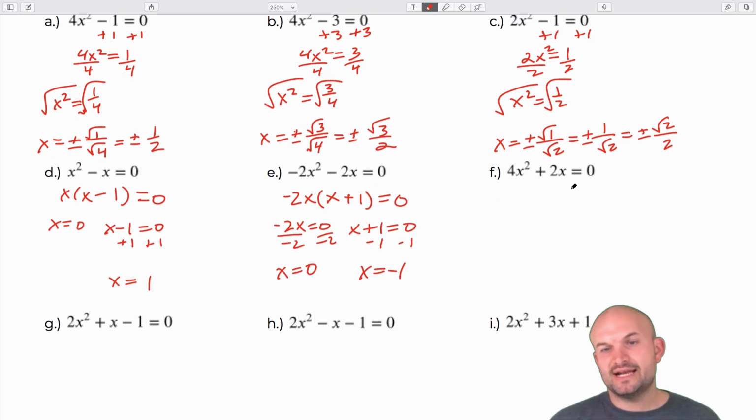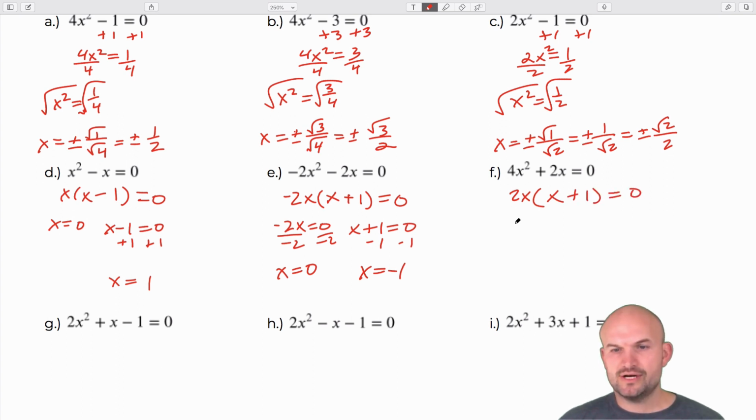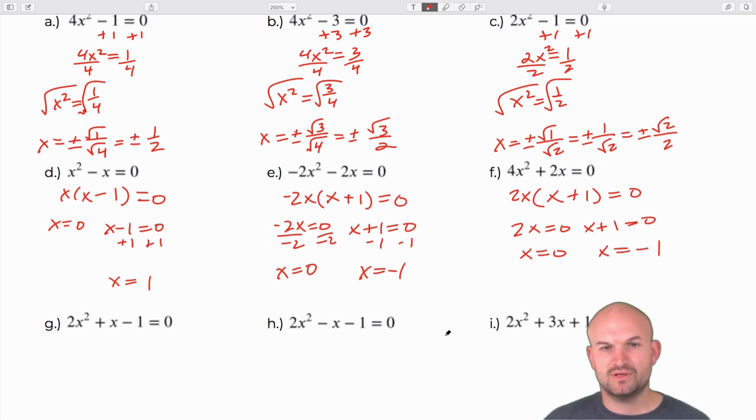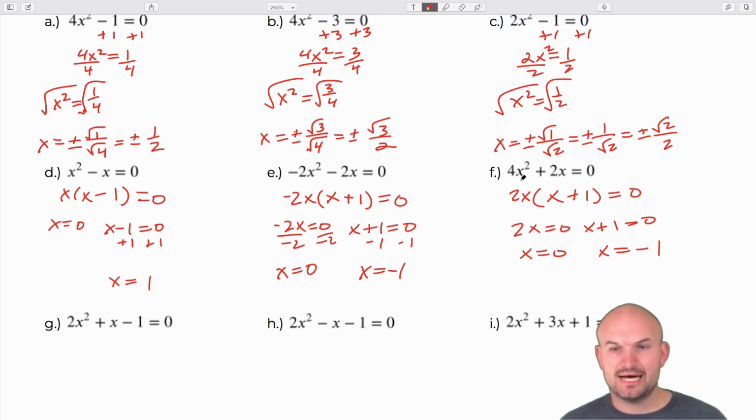All right. The next one here, now we're going to factor out a positive 2. We don't want to factor out a 4 because 4 doesn't evenly divide into 2. So we're just going to factor out a 2x again, positive 2x. So that'll give me an x plus 1 equals 0. And therefore, I can say 2x equals 0 and x plus 1 equals 0. And therefore, you can say x equals 0 and x equals negative 1. Okay? So you can see, oh, wait, no, hold on. Factor out the 2. My bad.